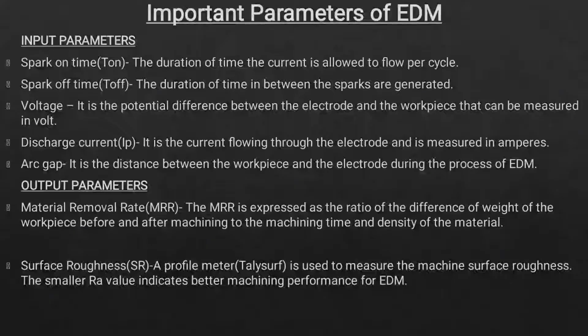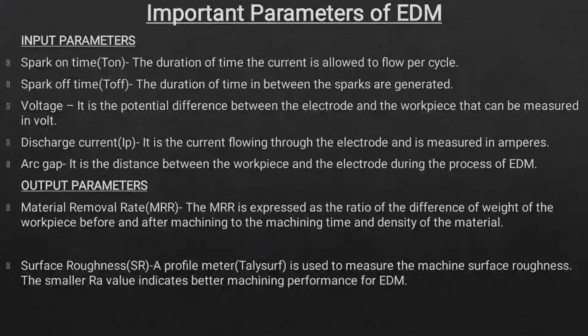Next slide. Here are the important parameters of EDM. There are two types: one is input parameter, another is output parameter. The input parameters are spark on time, spark off time, voltage, discharge current, and arc gap. There are many more, but I mentioned these 5. First, spark on time, T on. This is the duration of time that the current is allowed to flow per cycle. The spark off time, T off, is the duration of time between the sparks being generated.